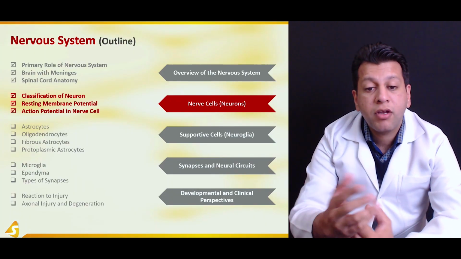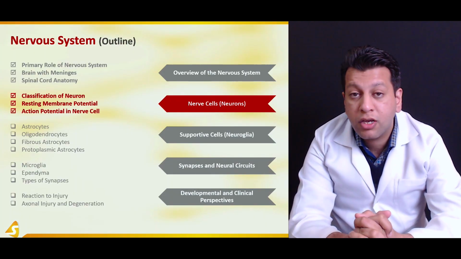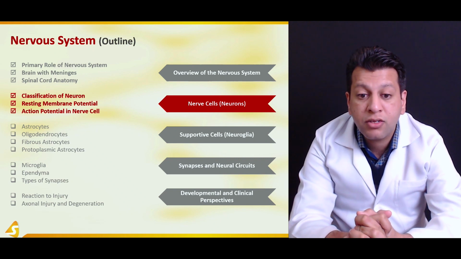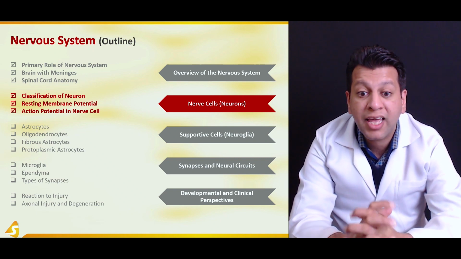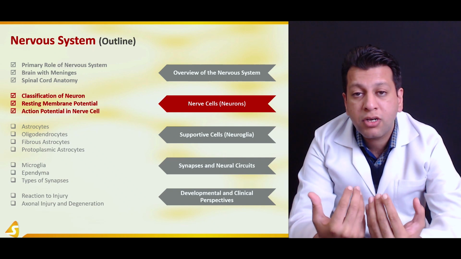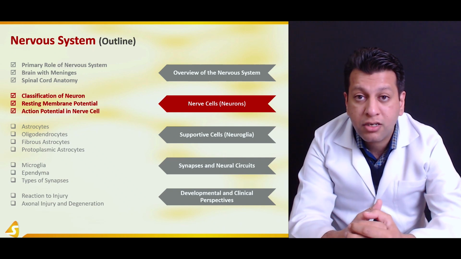In this lecture, we have covered how neurons are classified on their morphological designs, what the resting membrane potential is, what an action potential is, and how saltatory nerve conduction occurs in the nerve cells.